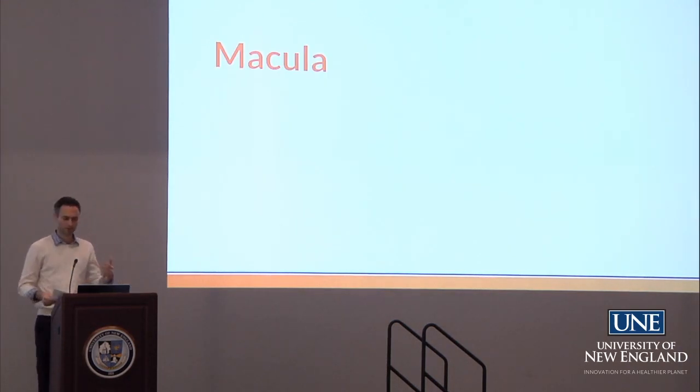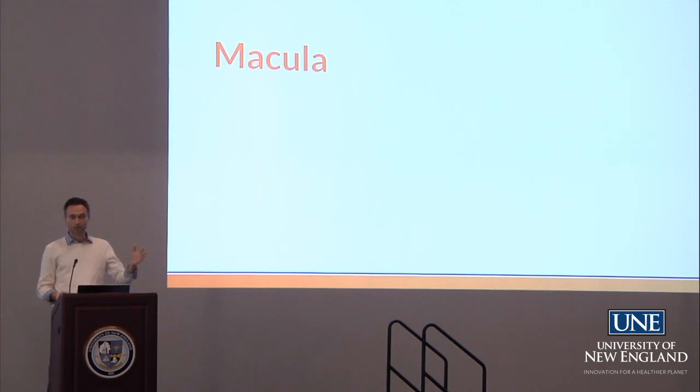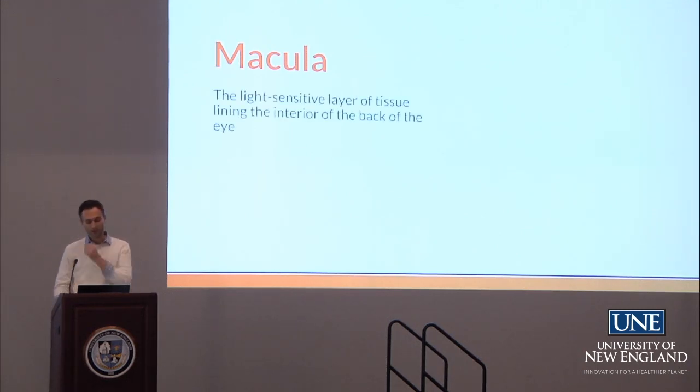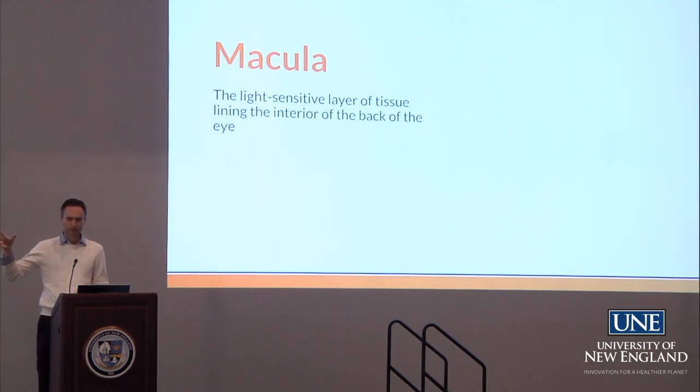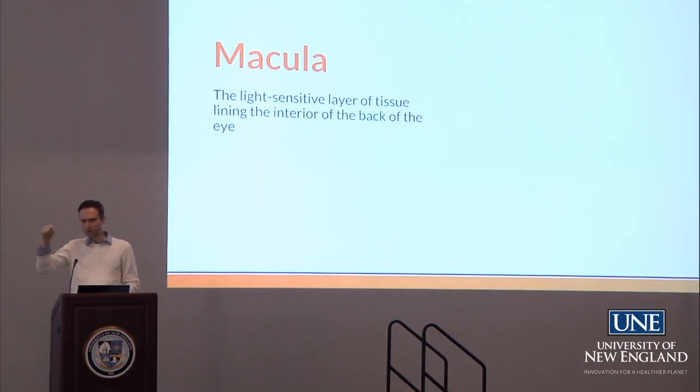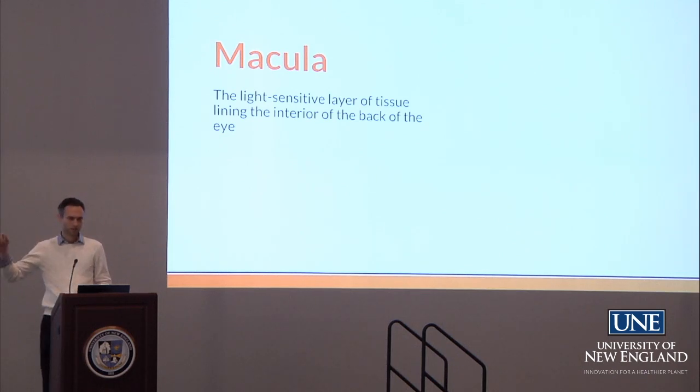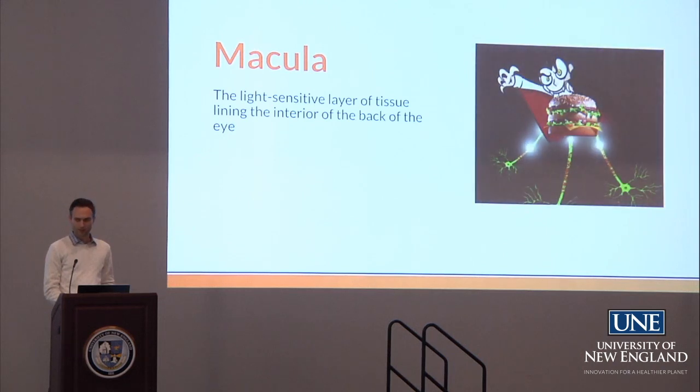Let's give an example here, a specific one. Macula. I did not know what this meant, but here's what it means. The light-sensitive layer of tissue lining the interior of the back of the eye. Fairly dry stuff here, but we need to figure out how we're going to make it a little bit more engaging. So what if we imagined the Mac part being a Big Mac and the Cula part being Dracula? So what if we put those things together and we had the macula?